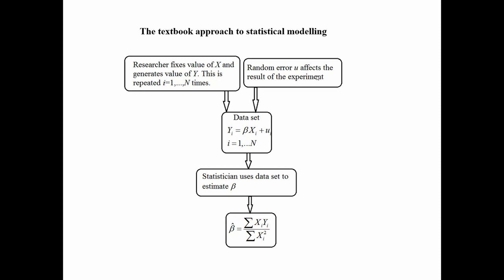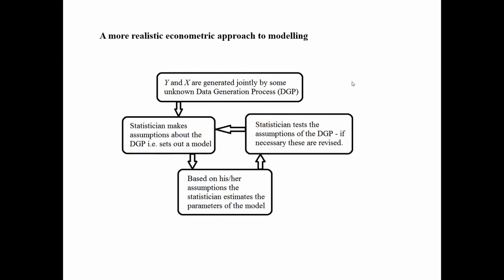We then use that data set to estimate the unknown parameters of the relationship between y and x, i.e. the beta parameter, and we use a method like least squares. Basically, using this approach, we can be as precise as we want, because we can continue to repeat the experiment any number of times. Fortunately, as we know, that's not the way in which things work in economics.